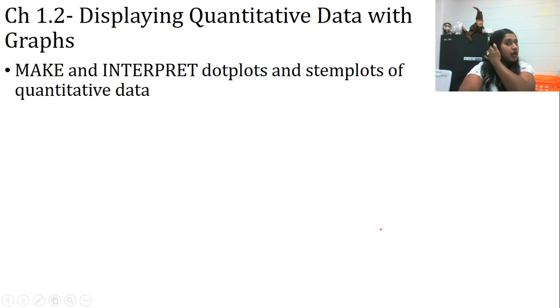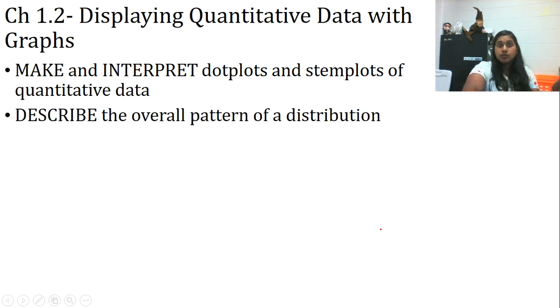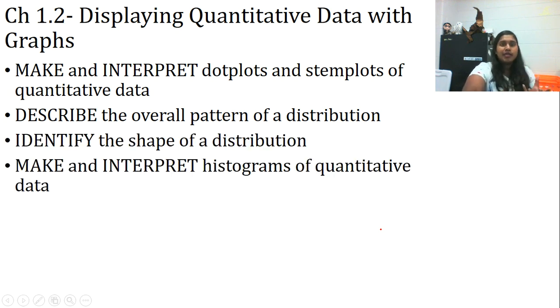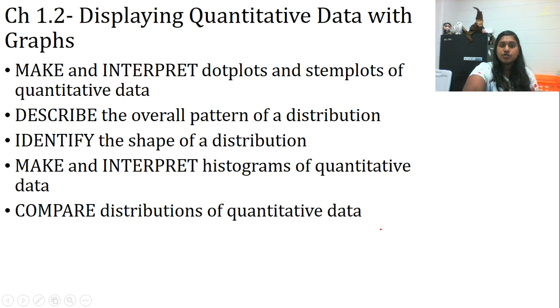So moving on to the next section we talked about, which was displaying. So again, all about the visuals. So dot plots, stem plots. What about describing overall pattern of distribution? So again, yes. Identifying the shape, making and interpreting histograms, comparing distributions of quantitative data. I felt like this was some of the easiest stuff we've done the past few weeks, so I'm not really going to go into any of that.